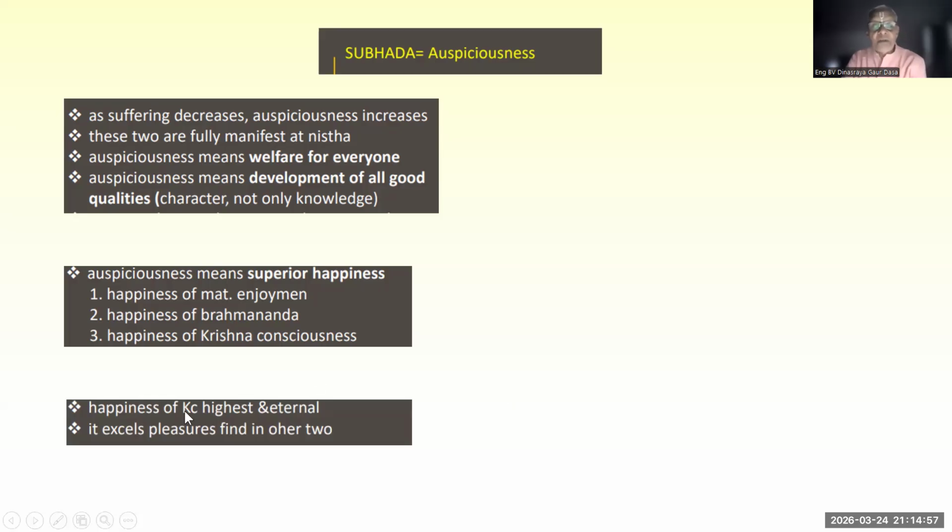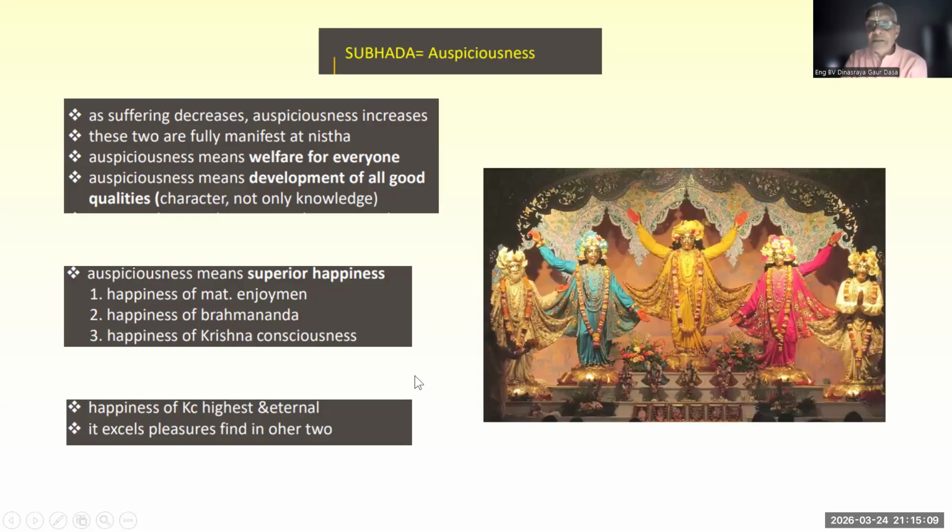So the happiness of Krishna consciousness is highest and eternal. It excels the pleasures found in the other two. The other two are material enjoyment and the happiness of Brahmananda, or Sayuj Mukti. So this is the beauty of it.